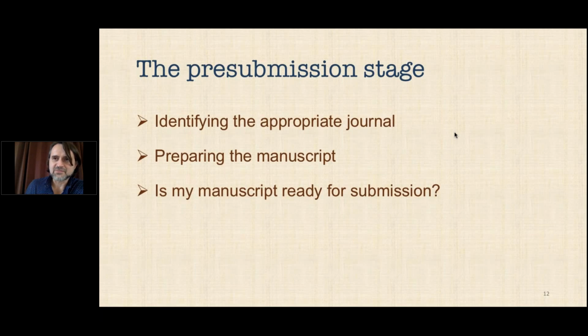So identifying the appropriate journal is important because that can determine your eventual success or not. If you submit to the wrong journal, it might take 3 or 4 months to get a decision of rejection, of not appropriate for the journal, and that's 3 or 4 months that you could have spent waiting on reviews at a journal that's more appropriate to your paper. So do the necessary work to determine whether this journal is appropriate for you or not.